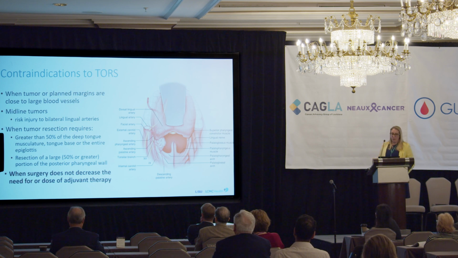And then anytime your tumor resection is going to require a large gap, more than 50% of your deep tongue musculature, more than 50% of your tongue base, or 50% of your posterior pharyngeal wall, these patients are going to have really significant side effects and trouble with their swallowing, so this is probably not the best modality. So again, always advocating for TORS when it's the right situation, but only when it's going to decrease the need for further therapy.